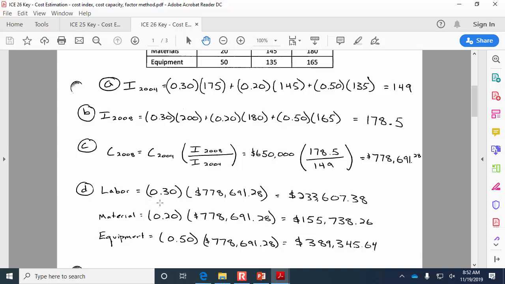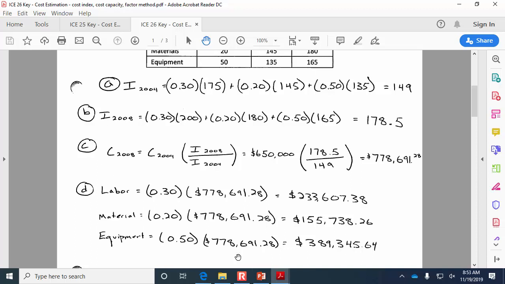By the way, when I've graded the exams and some of the homework assignments, sometimes it's tricky to know if you've got the right answer if you don't put the comma in. And so if you're not already in the habit of putting commas in to identify where thousands begin and where millions begin, do that. It's better to have 778,691 rather than 778691.28. It just can all run together if the comma's not there. Any questions about this in-class exercise?